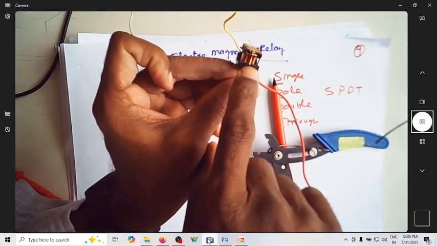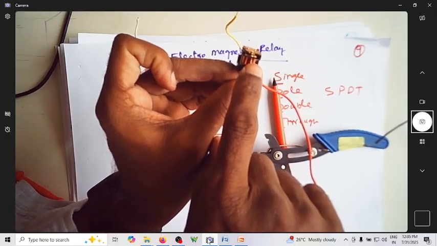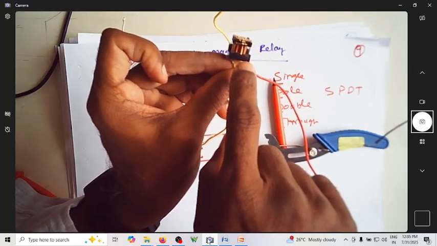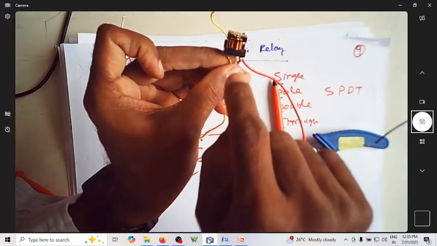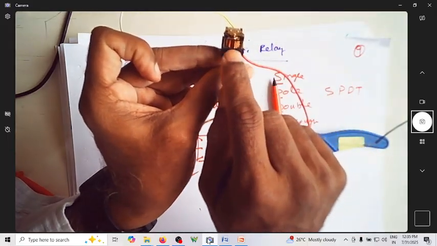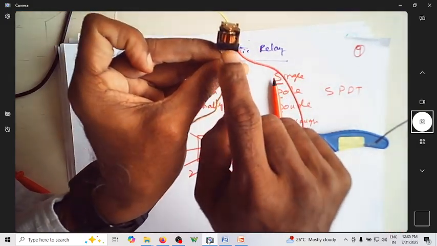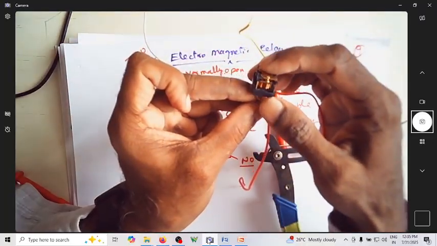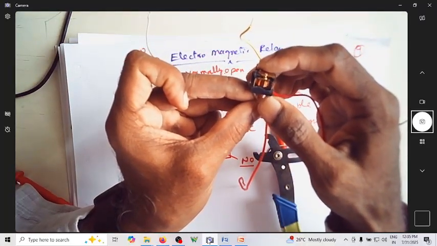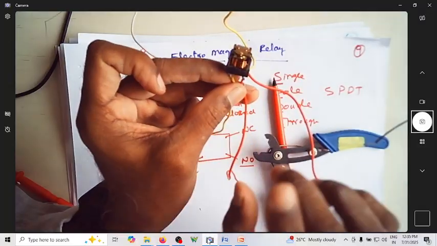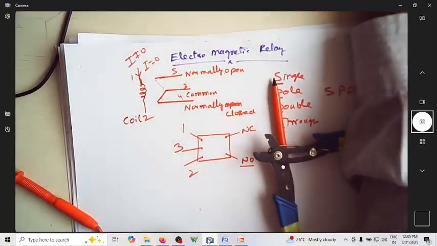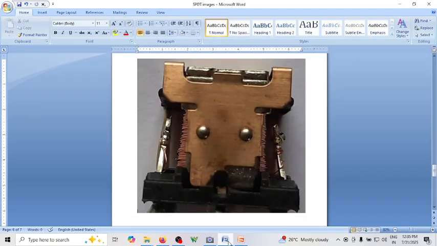So there is a middle terminal. So that middle terminal is always pulled up, and when current flows, that will be pulled down. So that's what it is. Of course it's usually up. It will be pulled down when sufficient current flows through the coil. So I will show you images of that. Okay, let me show you.